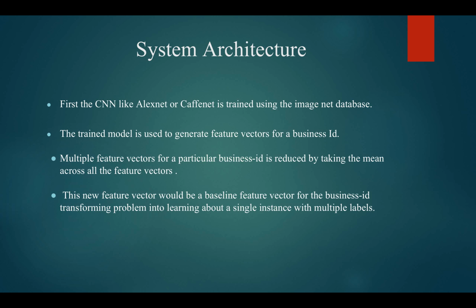The system architecture that I have employed is, firstly, I trained the AlexNet CNN using the ImageNet database and thus generated feature vectors for images using this trained network. Many feature vectors for each business ID are obtained. My intention is to learn about a single instance using multiple labels. So we reduce multiple feature vectors into a single feature vector by calculating the mean of all the vectors. This results in a single consolidated vector for each business ID.